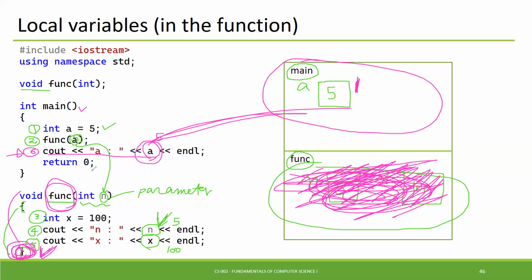So if the void function doesn't have any return value, it just goes back to the main function and runs the next line, right? Okay. All right. Thank you.